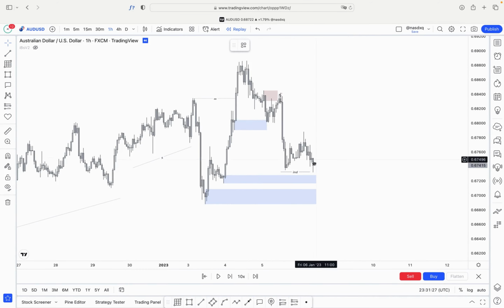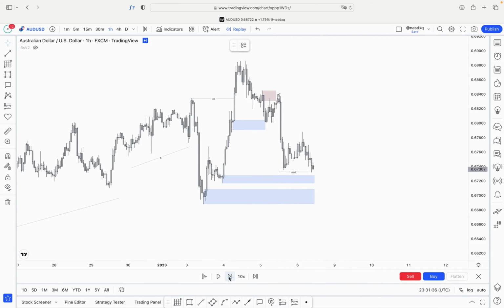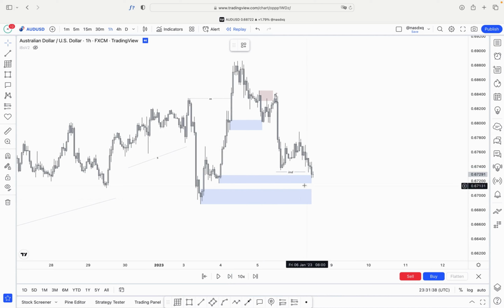Obviously, it could also be using this inducement as an excuse to tank into this demand zone, so they were both still valid for me. So let's crack on. Now we've come into this demand. I was interested.